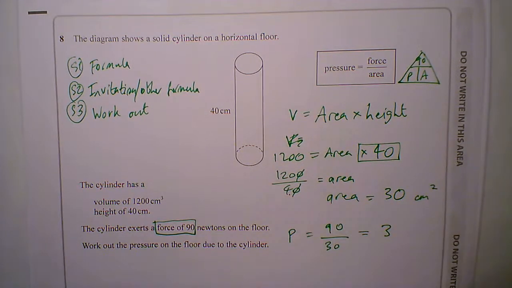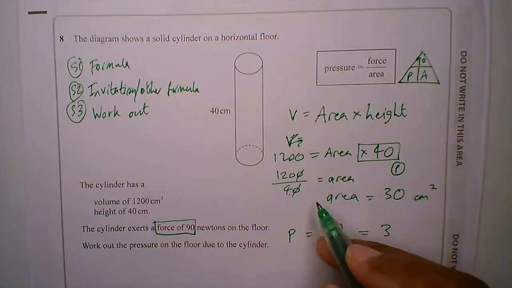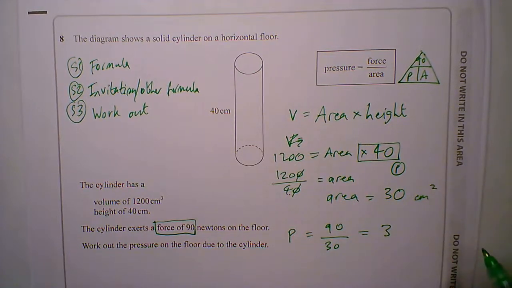Now, where are the method marks for this question? Usually there will be a process mark when we do 1,200 divided by 40, and then the other process mark will be using this formula. So those are the 2 method marks or process marks which we should be looking out for.